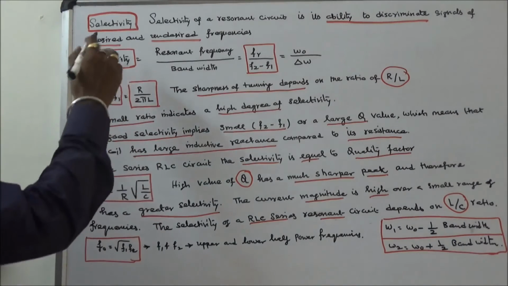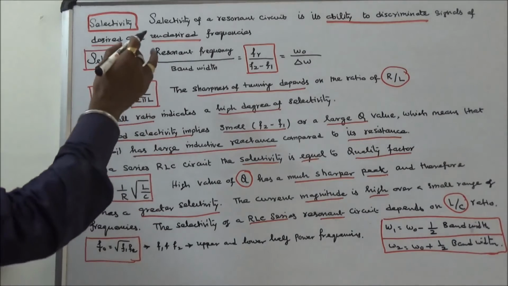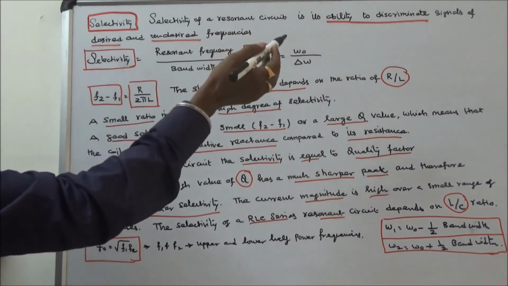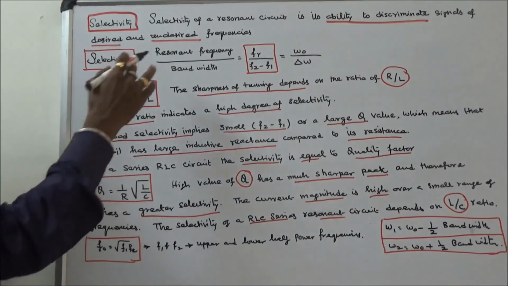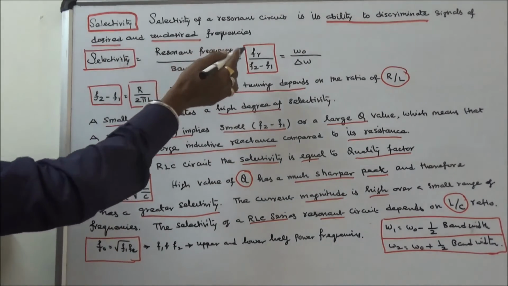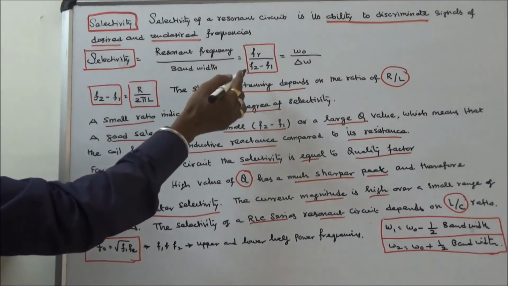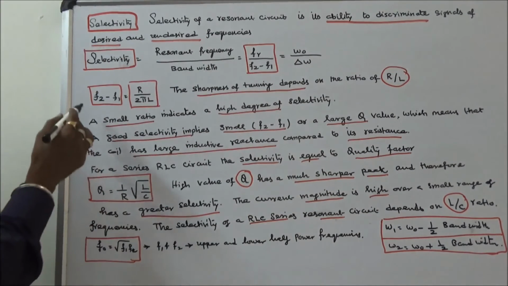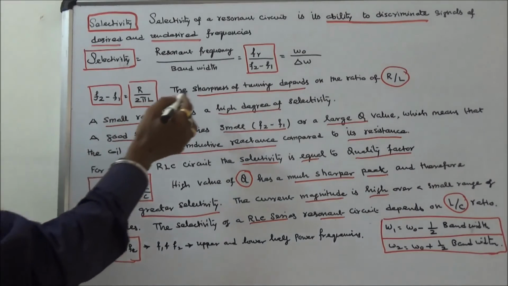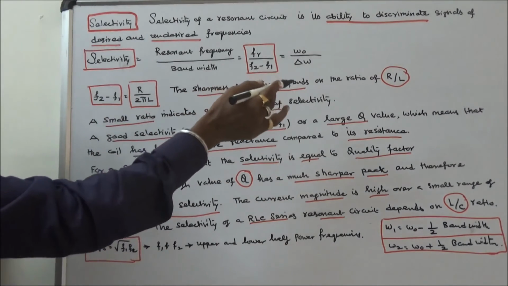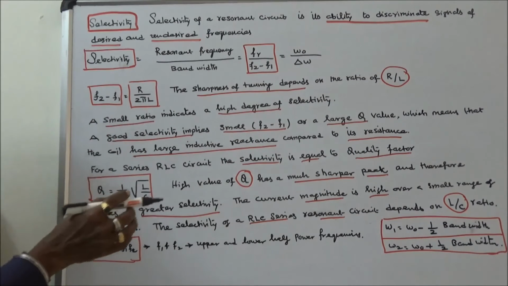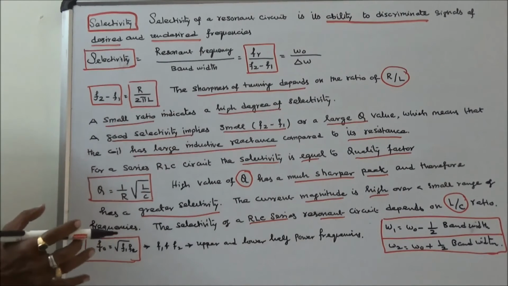The last term is selectivity. Selectivity of a resonant circuit is its ability to discriminate signals of desired and undesired frequencies. Selectivity is equal to resonant frequency Fr divided by bandwidth F2 minus F1. F2 minus F1 is equal to R by 2 pi L. The sharpness of tuning depends upon the ratio of R by L. A small ratio indicates a high degree of selectivity.